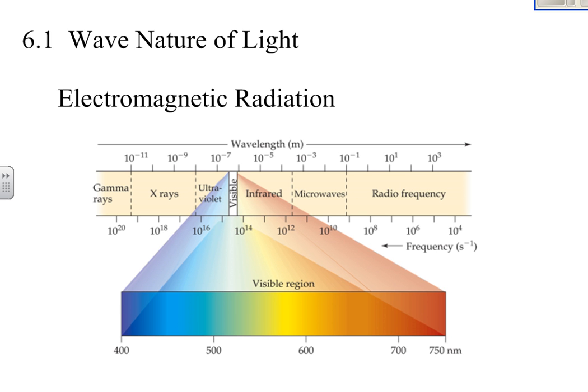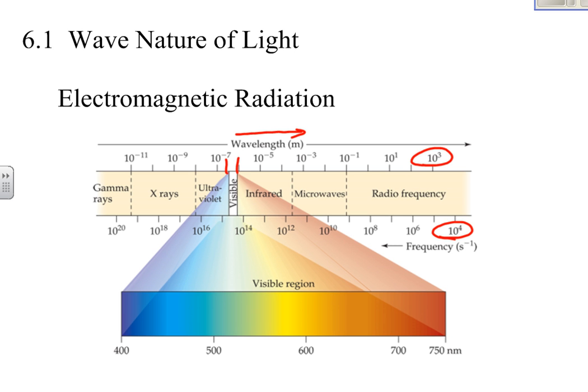Now, what we think of as light is one part of a larger category of energy called electromagnetic radiation. So you can see from the diagram here that visible light is actually a very small part of this electromagnetic spectrum. And the electromagnetic spectrum is separated based on wavelength. And you can see that as wavelength gets larger, frequency is getting smaller. So wavelength is the unit on the top, frequency is the unit on the bottom.